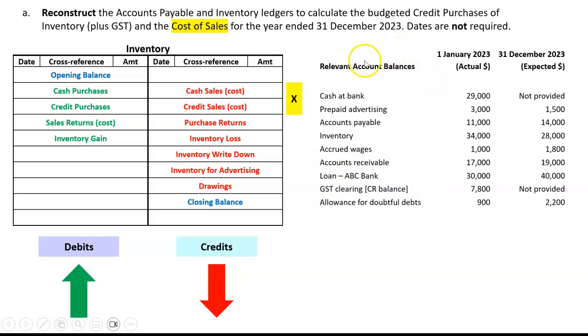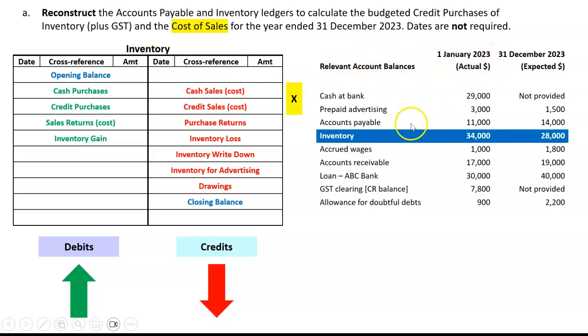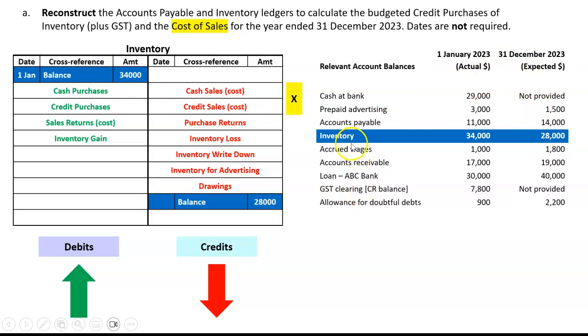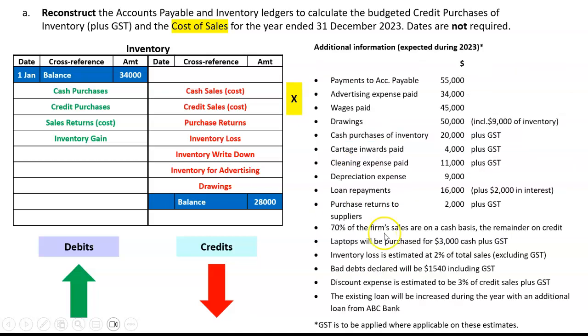So the first thing I'm looking for is these are account balances, and I'm doing inventory. So this is cash at bank, prepaid advertising. So I just need to go to this inventory balance here and see the opening balance is 34, and then I budget for the closing balance to be 28. The rest of these accounts are for other things that I don't need for this particular part of the question, so I can move on. I've got my additional info again. Again, you're going from top to bottom, finding what you need.